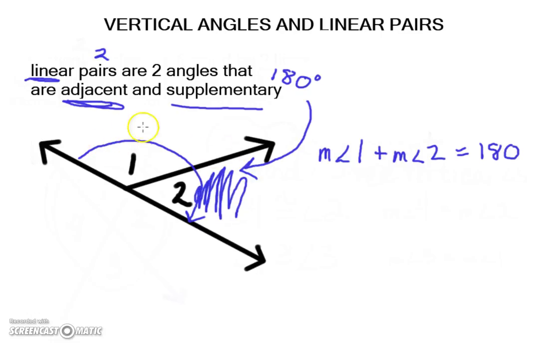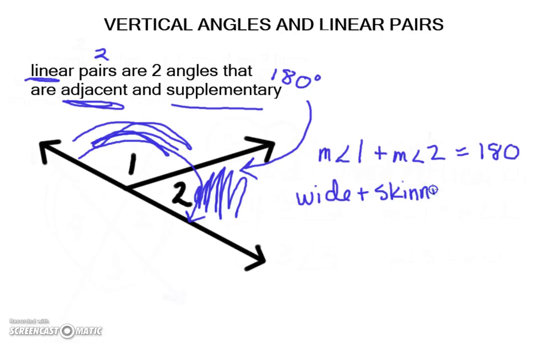I want you to notice in the picture how there's what I call a skinny angle. And then over here, you have a wider angle. Well, a lot of times in geometry, when you have a wide plus a skinny, if the picture is set up like this, it's always going to be 180 degrees. And we're going to see this idea as we explore other concepts.